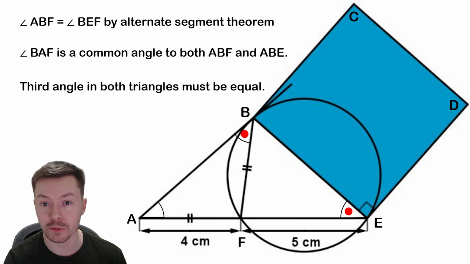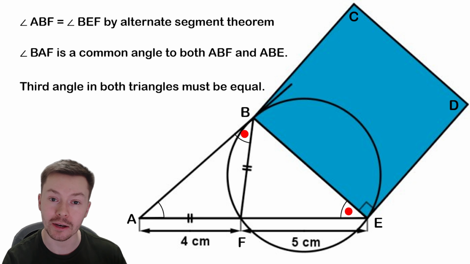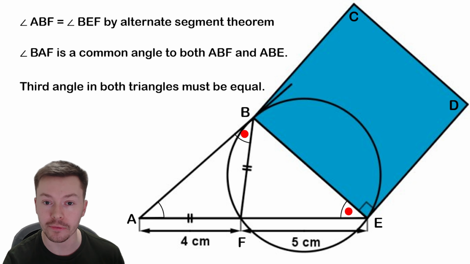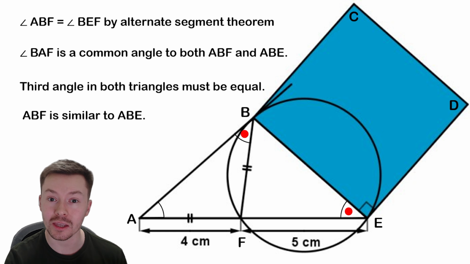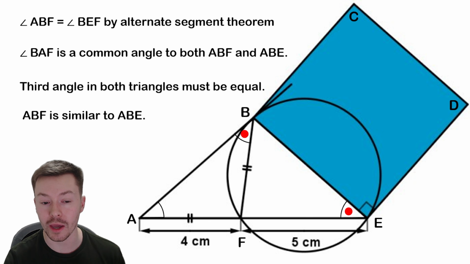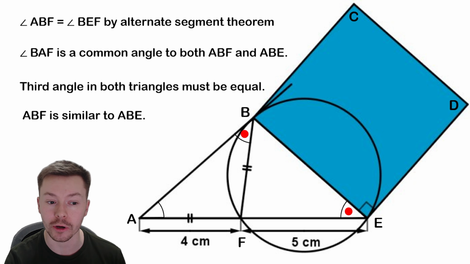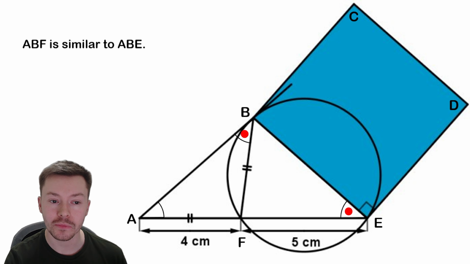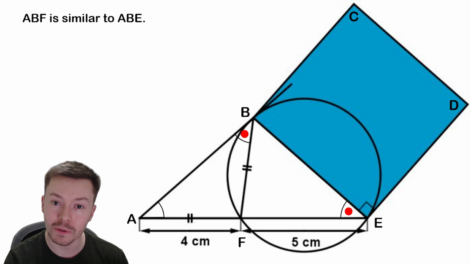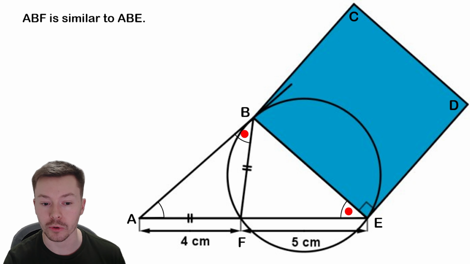What that then means is, because we've got three angles that are the same in both those triangles, the small one to the left, ABF, and the larger one, ABE, the triangles must be similar. So ABF must be a similar triangle to ABE. That means that there must be the same scale factor between corresponding sides.